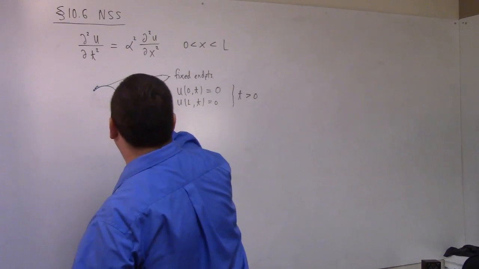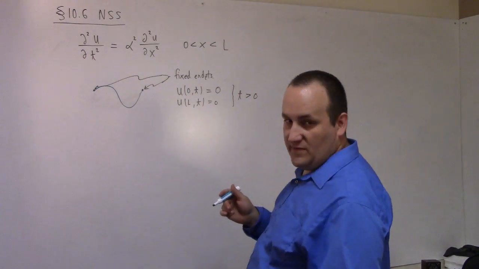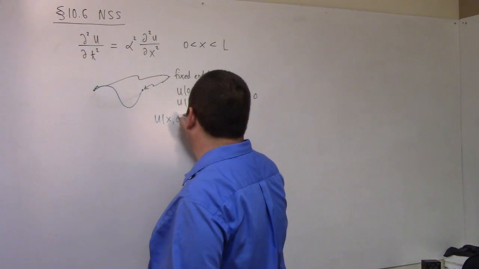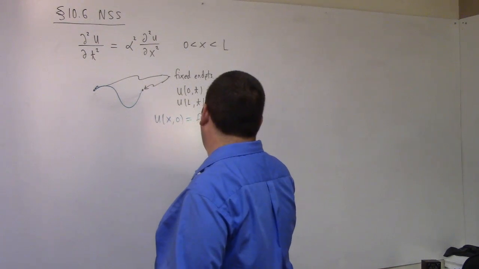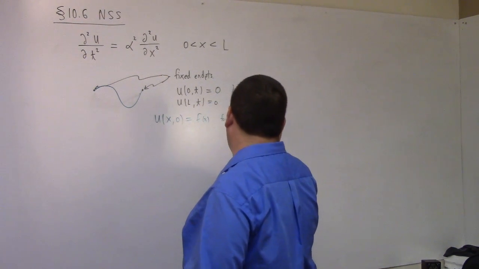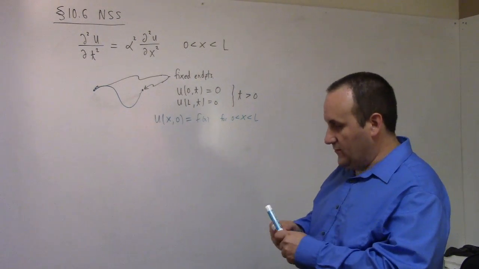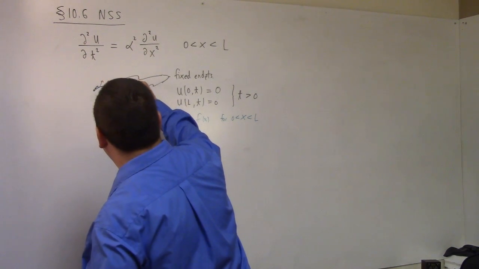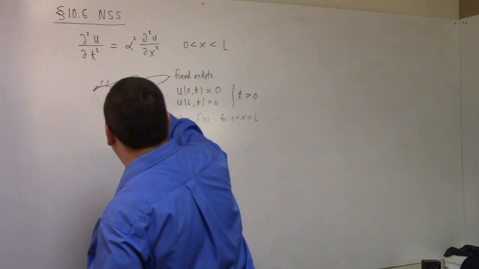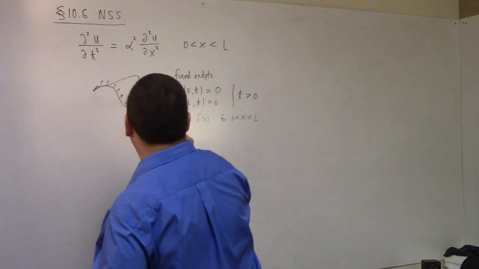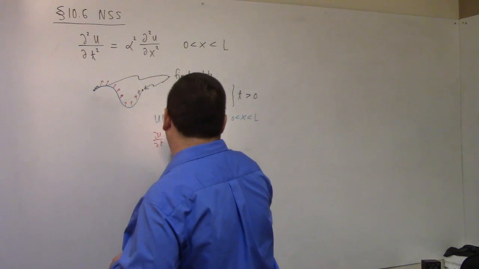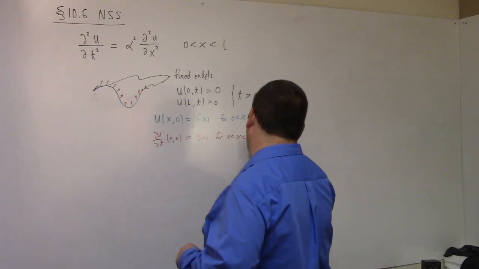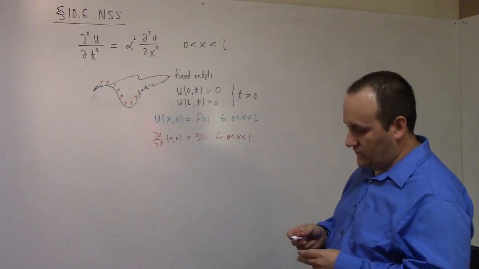So initially, the string is in some particular position. u(x,0) is equal to f(x) for 0 less than x less than L. And also, we're given its initial velocity. Here's a kind of silly illustration of it, but partial u partial t of (x,0) is equal to g(x), for 0 less than x less than L. So we know the initial position and the initial velocity of the string.